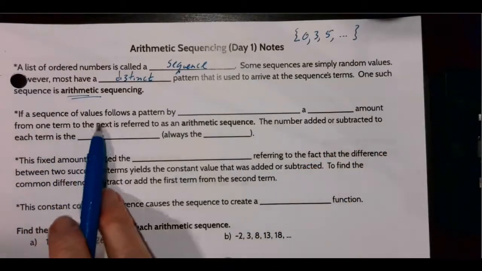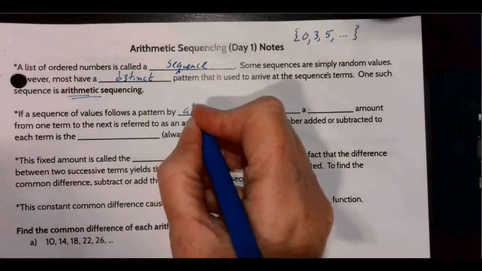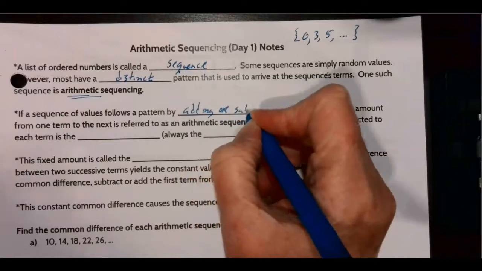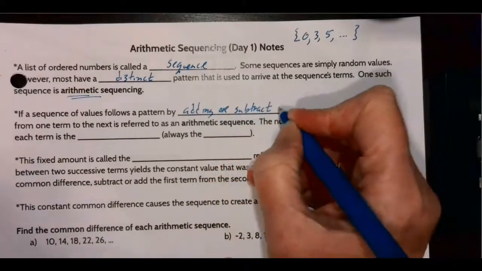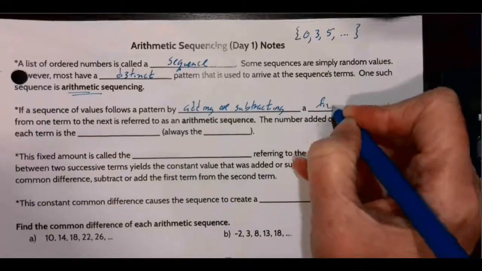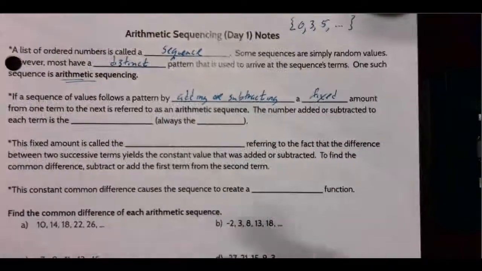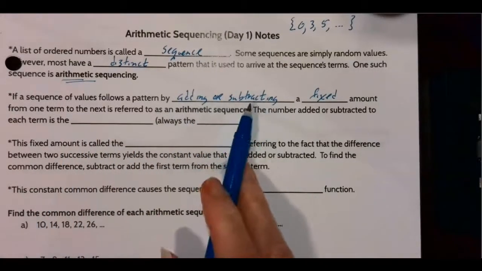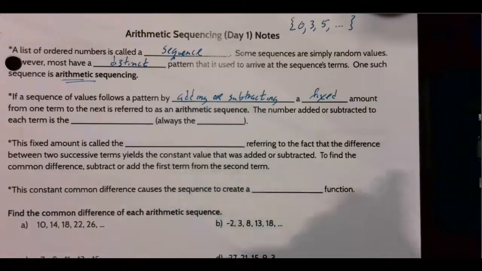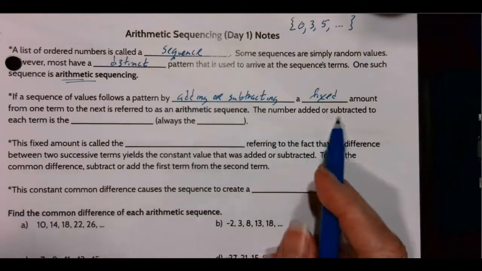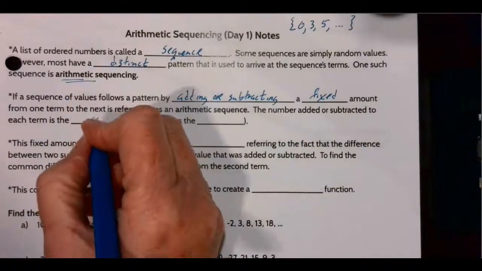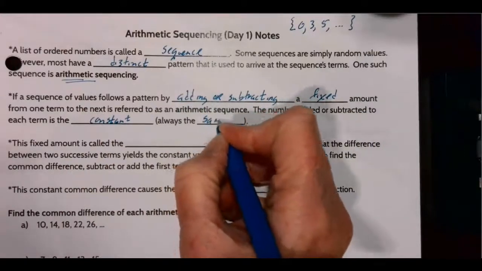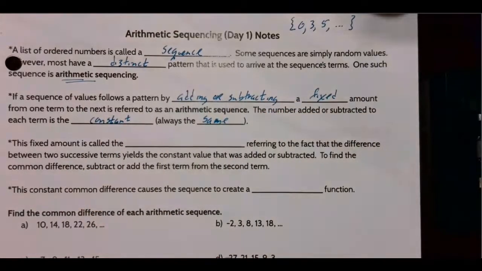If a sequence of values follows a pattern by adding or subtracting a fixed amount from one term to the next, it is referred to as an arithmetic sequence. I'll explain all this as always, but this is helpful to know. This is the background and the math behind it. The number added or subtracted to each term is called the constant. And the reason is because it's always the same. Okay, that constant is going to come in handy.